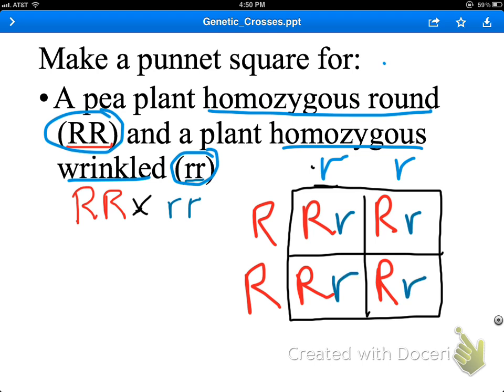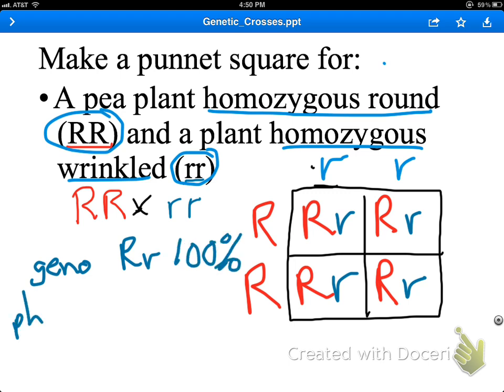When we're done, if you look at our results, their genotype is that they are all capital R, lowercase r, meaning 100% of the time. Phenotype, which means what do they look like, in this case, all of them are going to have the dominant trait, which is round, because the capital letter will override or mask the recessive trait.